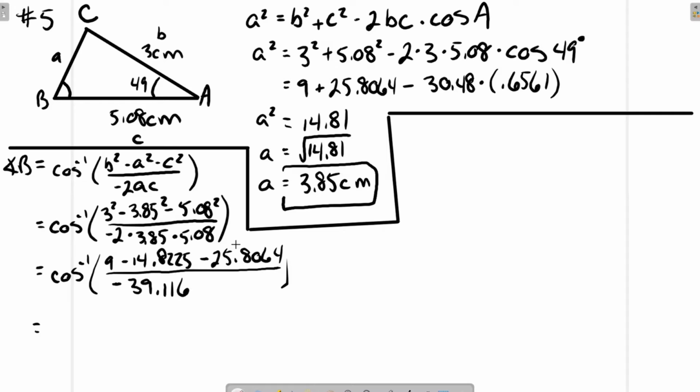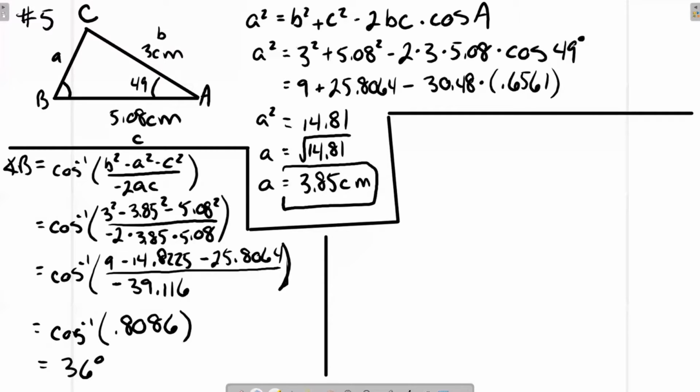So if I crunch all those numbers, I end up with the arc cos of 0.8086. So now this is where you take your calculator and you do your shift cosine on that number, so the arc cos, and you should end up with 36 degrees.